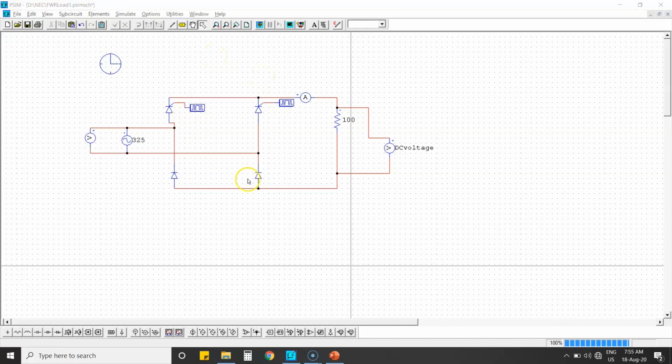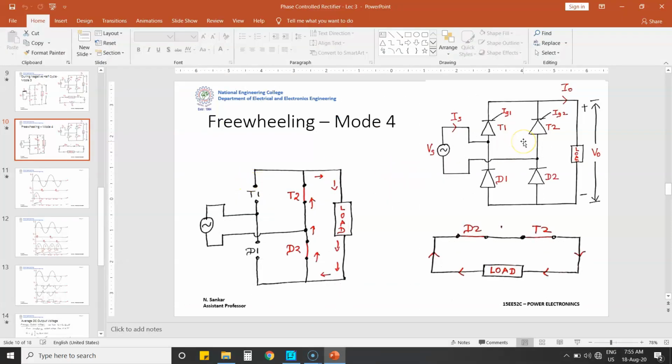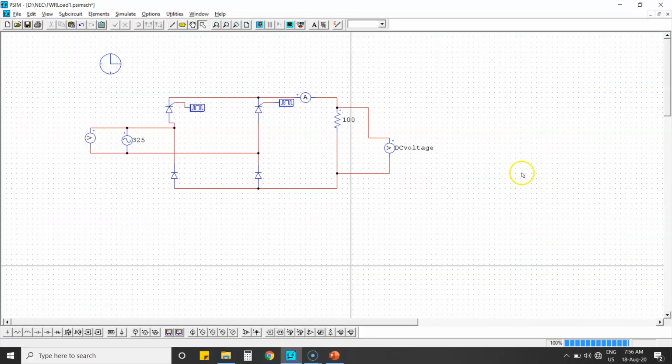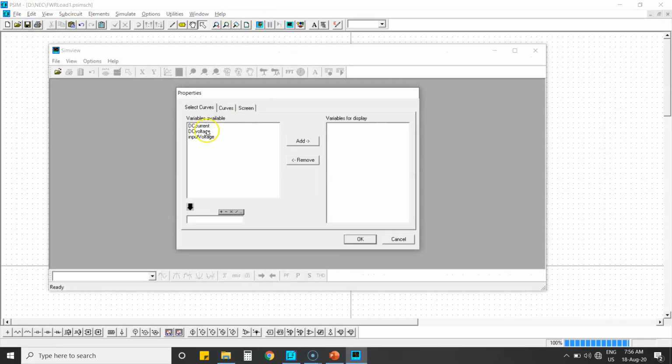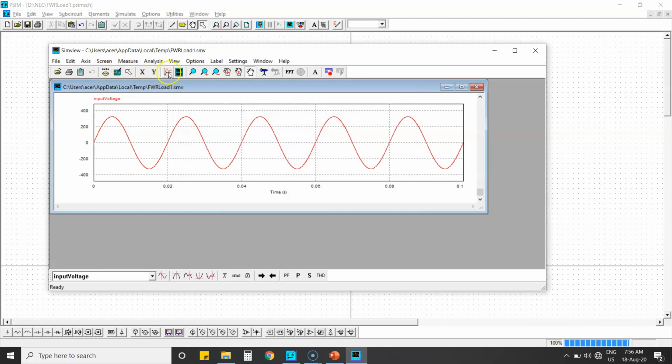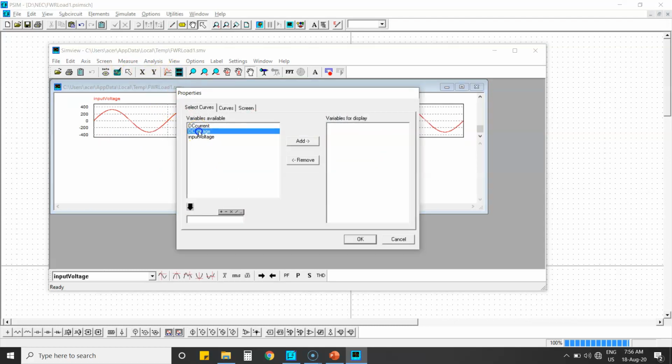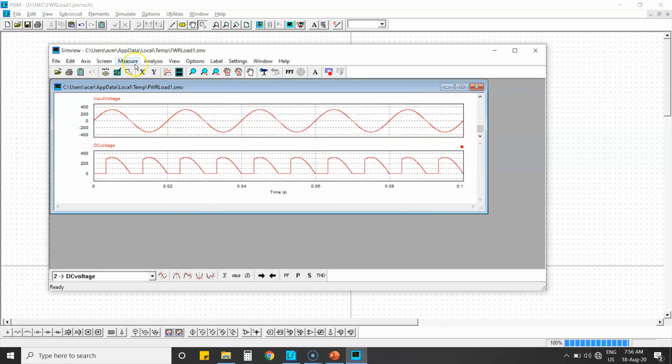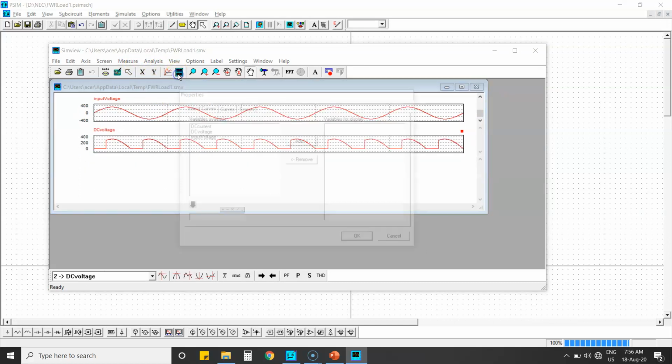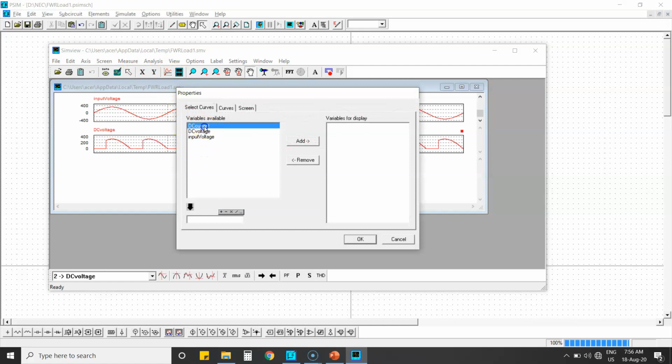Now you can compare this with the figure here. We have two thyristors in the upper side and two diodes in the lower side, so consider the same thing here. Now just run the simulation. So this is our input voltage, and your output voltage here, and then the output current.